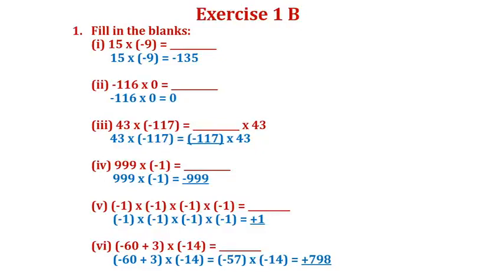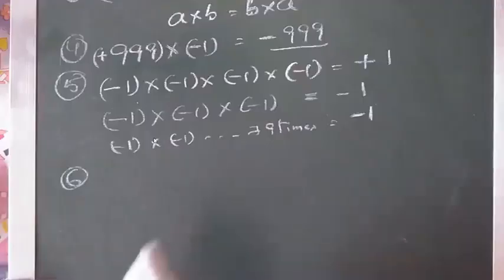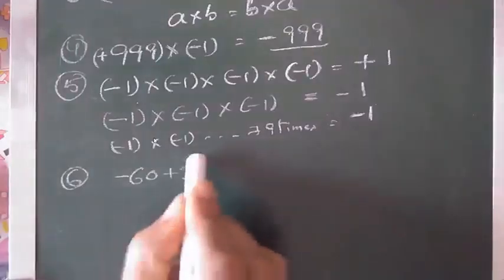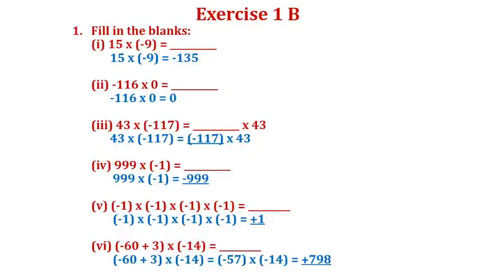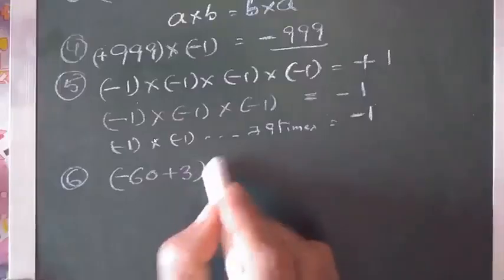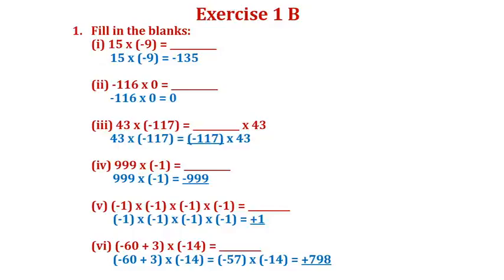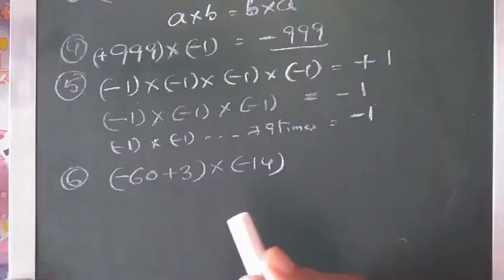minus 60 plus 3 into minus 14. Minus 60 plus 3 into minus 14. So this you can write directly.